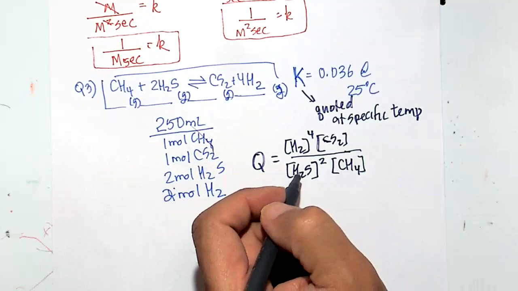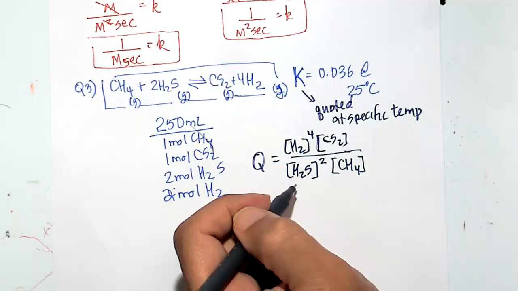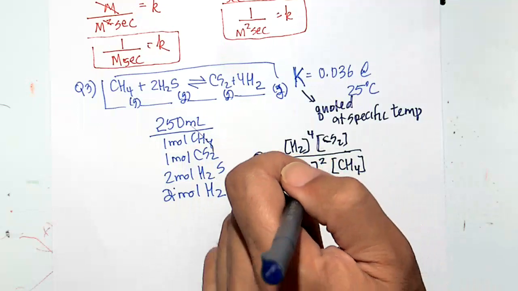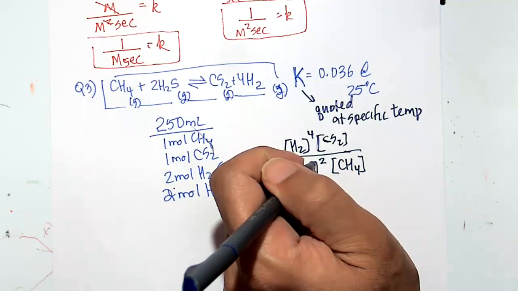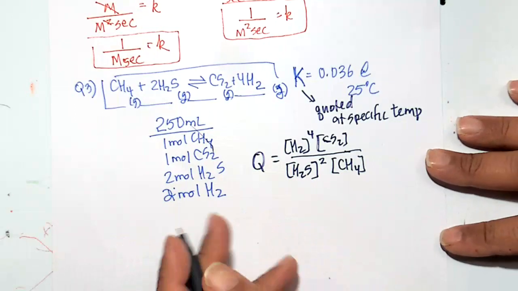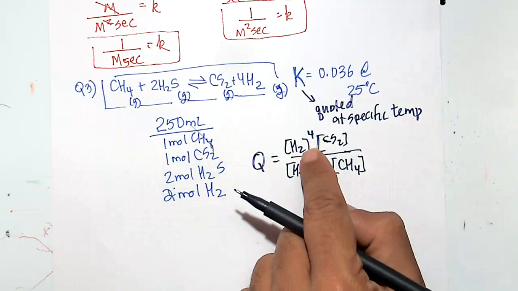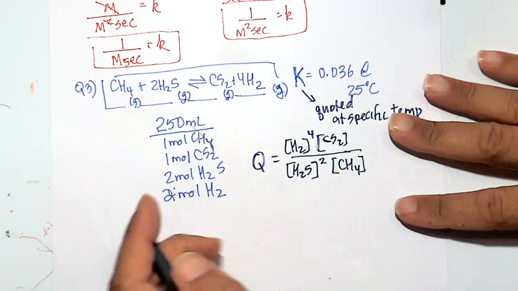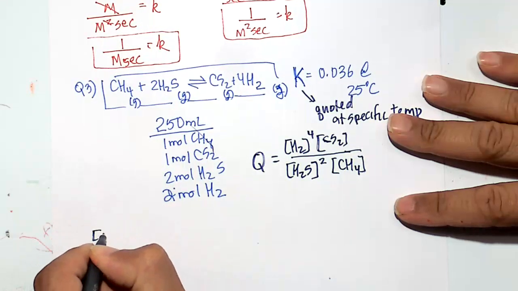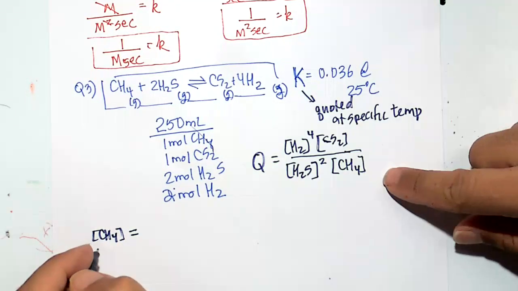Since these are all gases, they go in. Do you see a solid here? No solid. Will you put a solid in here? No. Will you put a liquid in here? No. What do I put here as my concentration? Do I put 1 mole? What's my concentration of CH4? Is it 1 mole?